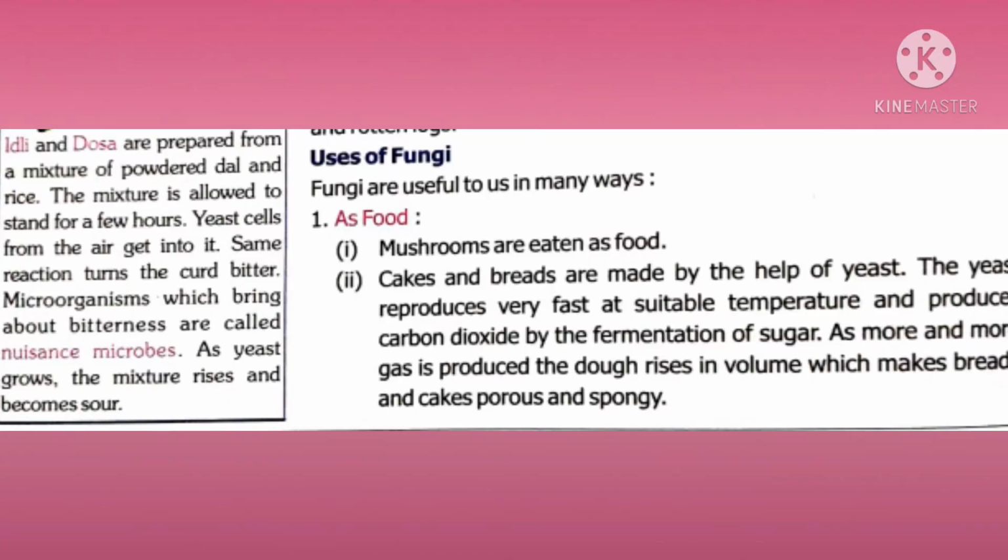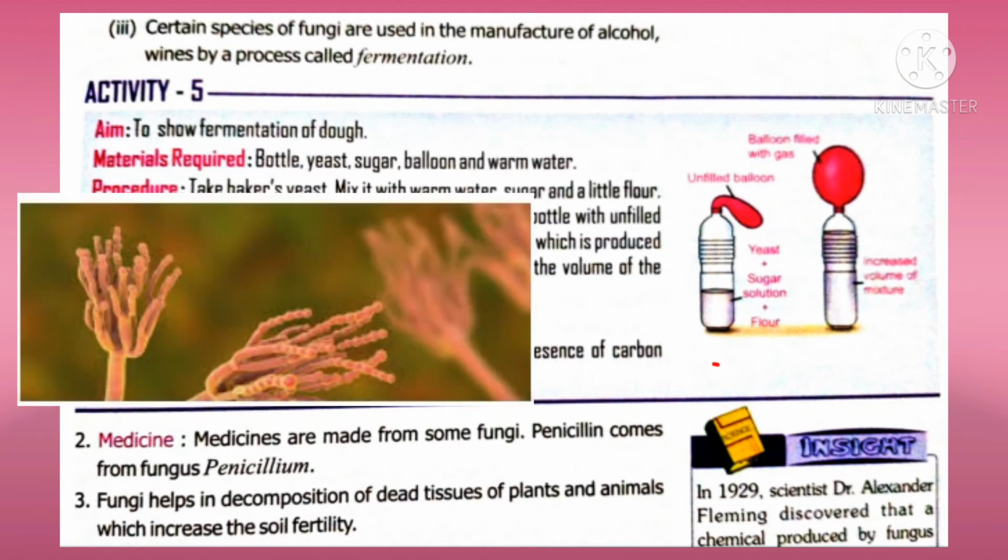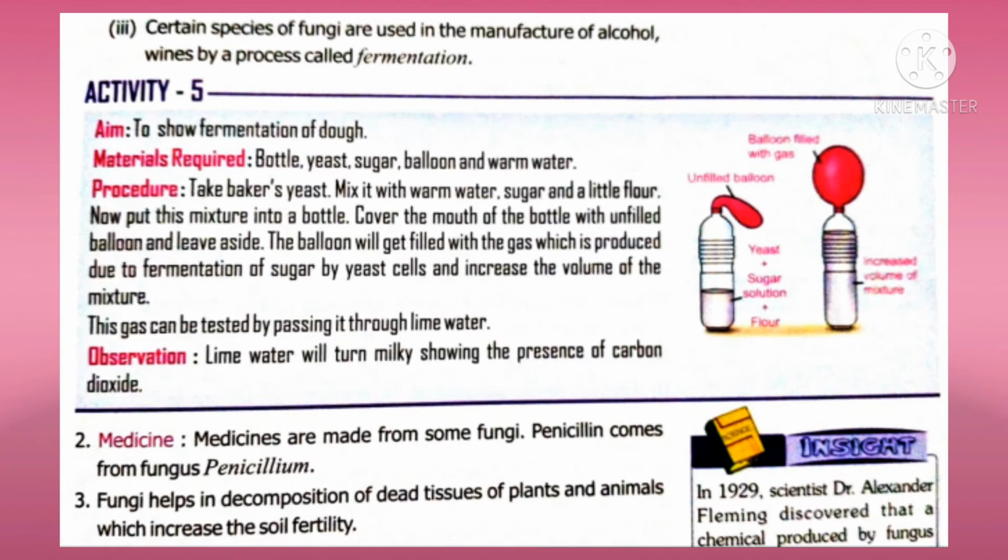Now let us discuss the uses of fungi. Mushrooms are eaten as food. Yeast helps in making cakes and breads because it softens the matter. Fungi are used in the preparation of alcohol by the process of fermentation, and also in the preparation of medicine. An example is penicillin. Penicillin is prepared from the fungus called Penicillium. Fungi also help in decomposition of dead matter, which increases soil fertility.